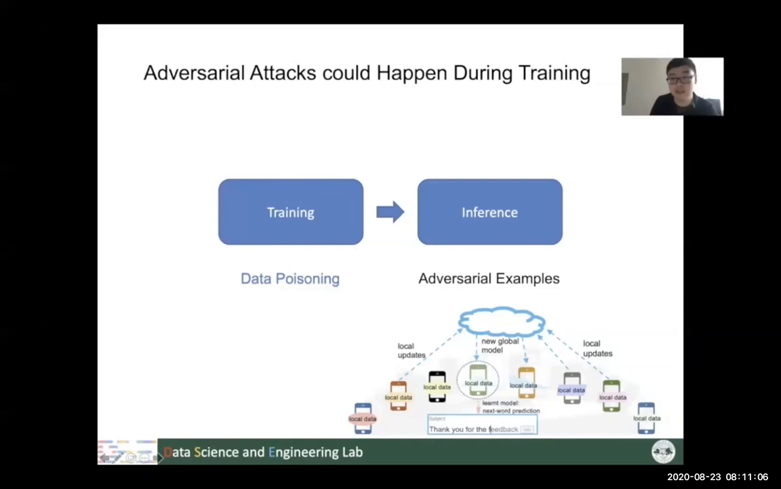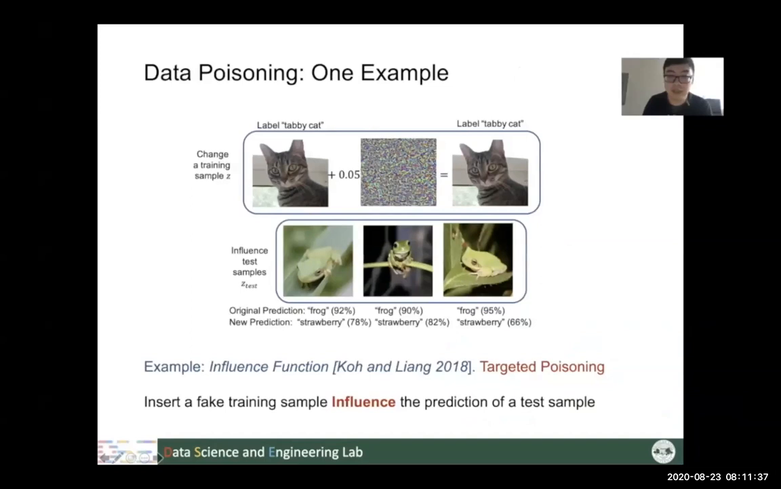So in this process, maybe there exist some adversarial attackers who insert some fake training samples into our training pool, and we don't know that. By this process, they can control the trained model to have some malicious behavior. We call this process data poisoning or adversarial attacks during training. One example here is that a team from Stanford showed that by inserting one faked image into the training set, they are able to let the trained model wrongly predict a small set of targeted test samples.